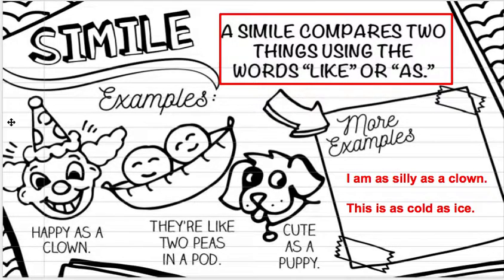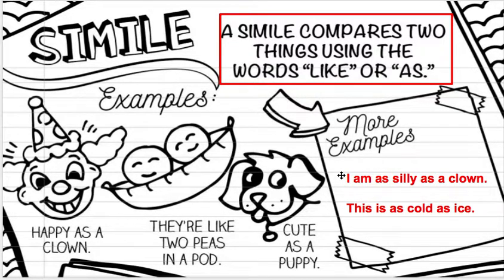And below we have some examples. So here's a picture of a clown. The sentence says, happy as a clown. So we're comparing happy and clown by using as, which makes this a simile. Next we have, they're like 2 peas in a pod. So in this one, we're comparing 2 things by using the word like. And then we have cute as a puppy. So again, we see we're comparing 2 things by using the word as.